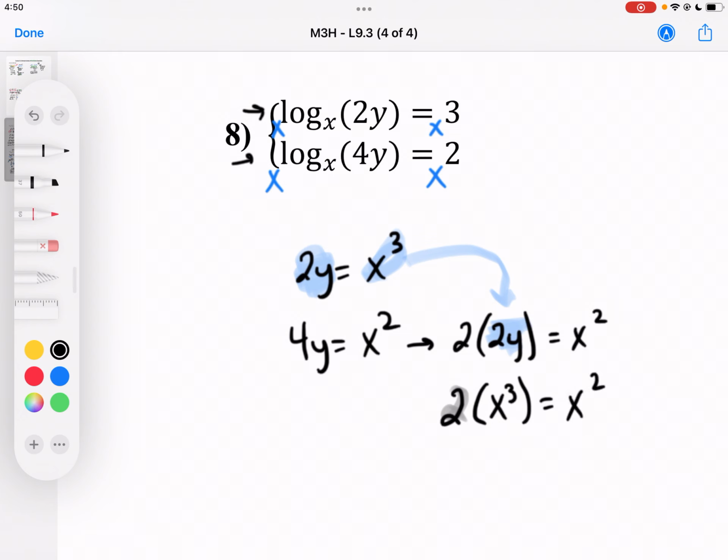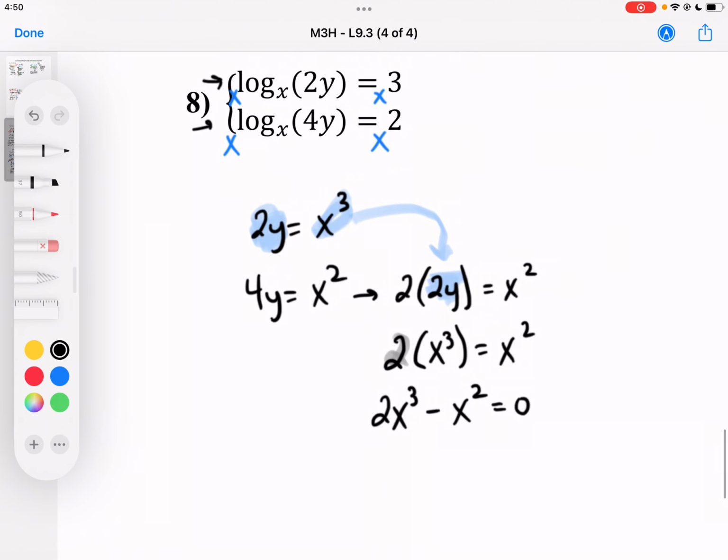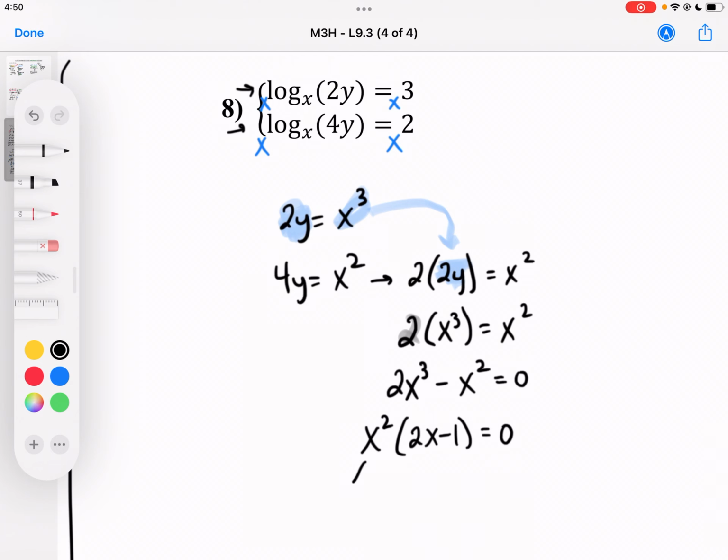So there are multiple x's, so we're going to get this all on one side. So 2x cubed minus x squared equals 0. We're going to factor by taking out an x squared. You get 2x minus 1. So this would give us a repeated solution of just 0, which I don't need to write twice because there's 2 of them. And this one would give me a solution of x equals 1/2.